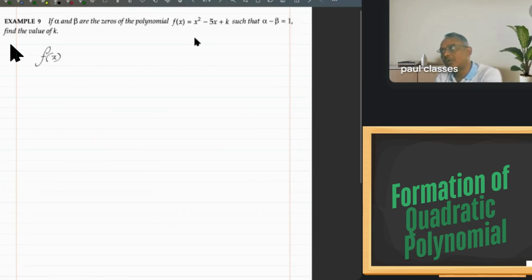f(x) is equal to x square minus 5x plus k. You are given that this polynomial has two roots alpha and beta. Listen carefully. ठीक है? And you have alpha minus beta is given as 1. The question is find the value of k.